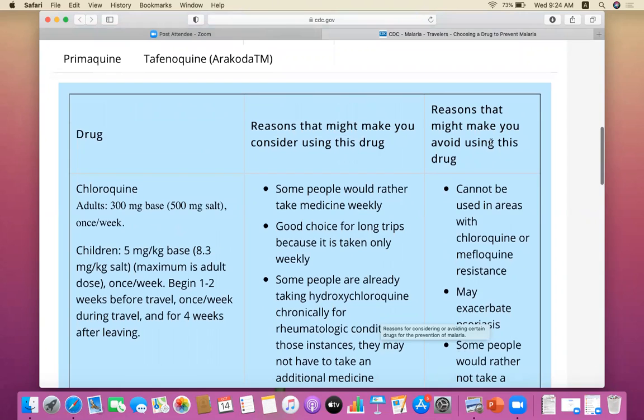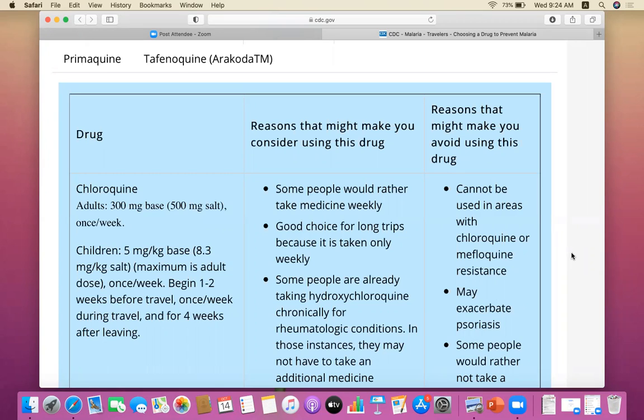Reasons that might make you avoid using this drug: when to avoid chloroquine? It cannot be used in areas with chloroquine or mefloquine resistance. Now, with chloroquine, if you see the last word, the suffix is quine.